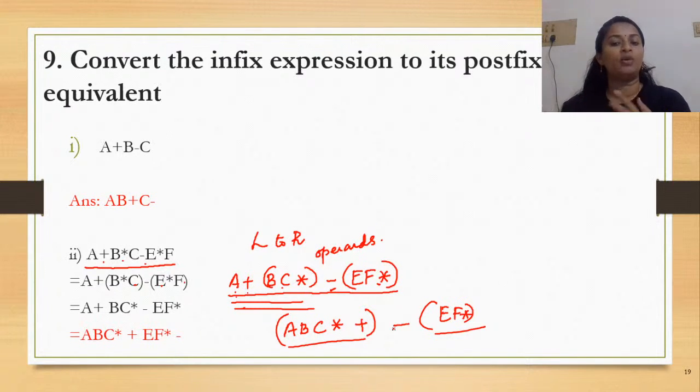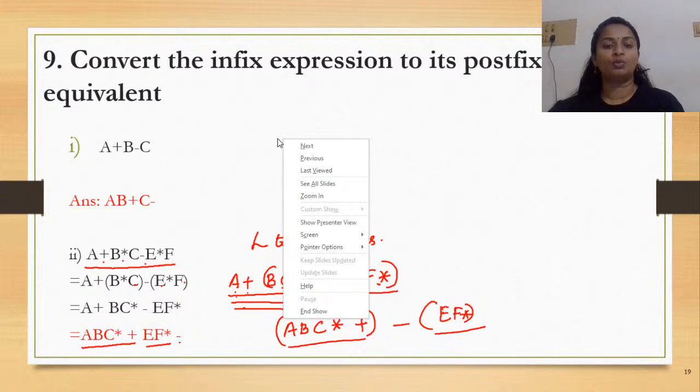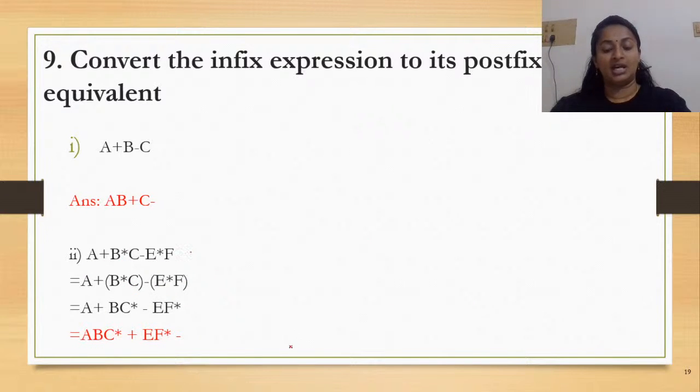Just write all the operands together. So you would write A, B, C asterisk plus, and the next operand value E F star, followed by the operator minus. Is the idea clear? So this is how you would be converting the given infix expression to the postfix equivalent.